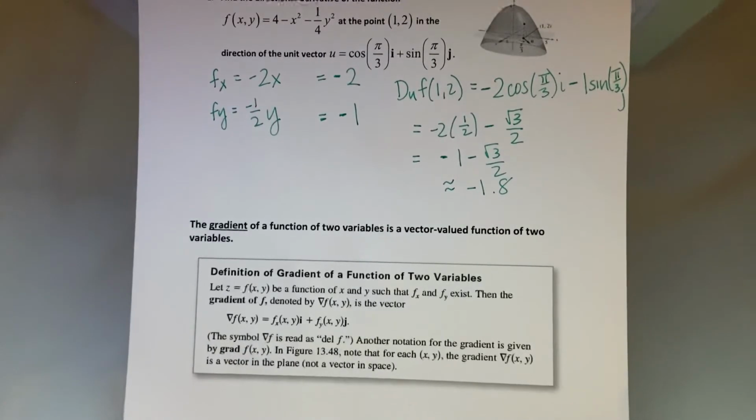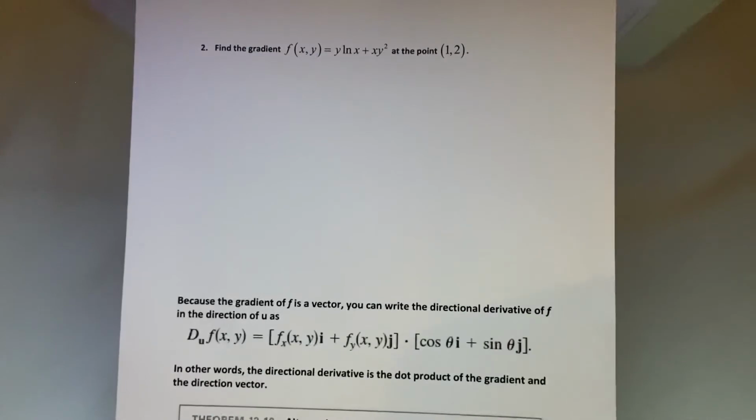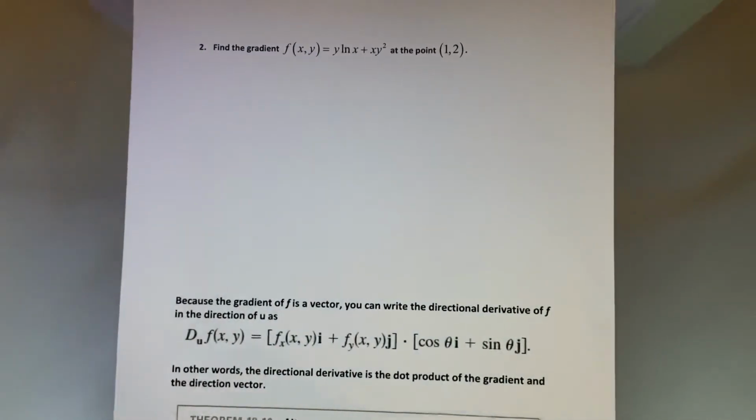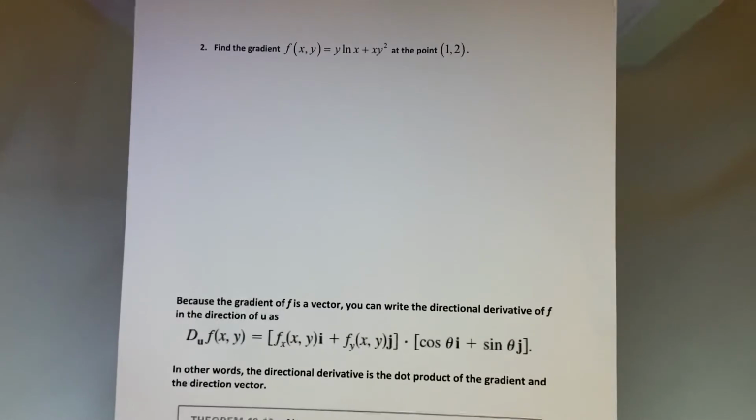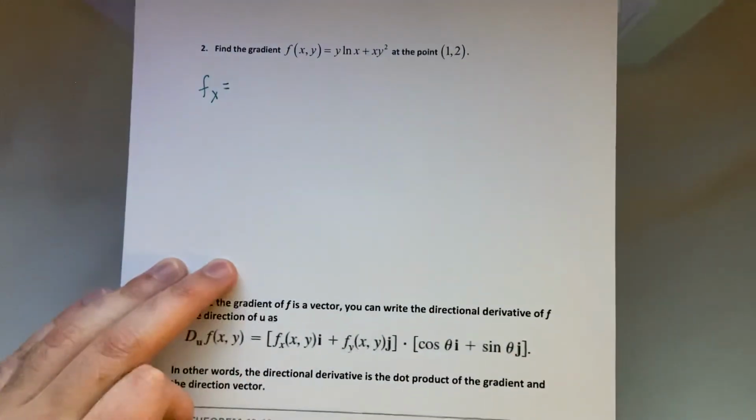It's a vector in the plane, not necessarily a vector in space. We may get to space in a second. So how does this work in a problem? It really is just about finding the partial derivatives. So find the gradient for the function f of x, y equals y ln of x plus x y squared at the point (1, 2). So again, I need to find both partial derivatives at the point, and they simply will go with i and j. So let's do the partial derivative with respect to x.